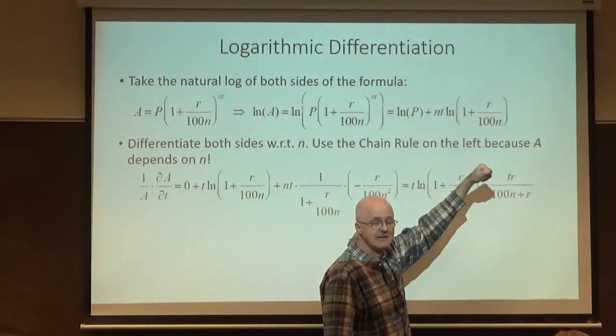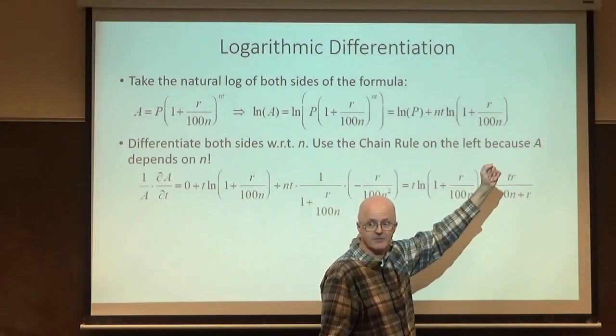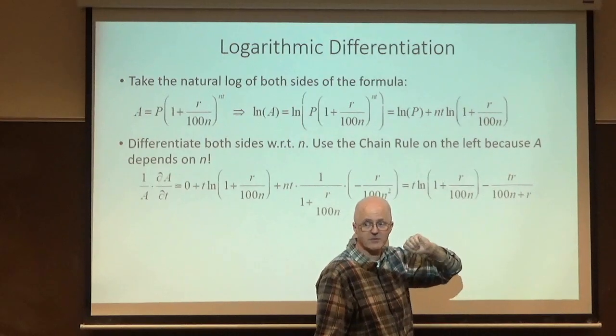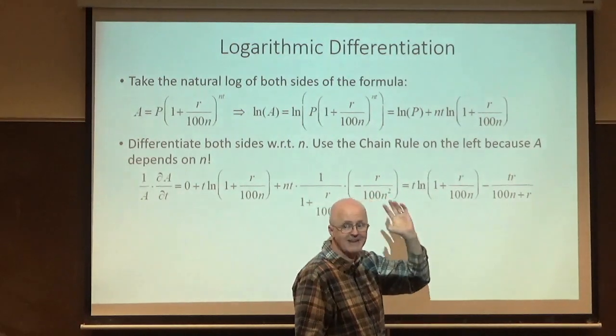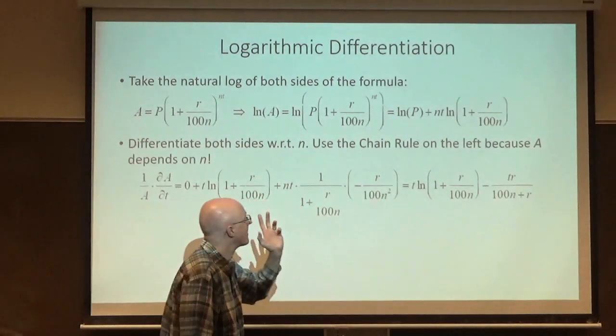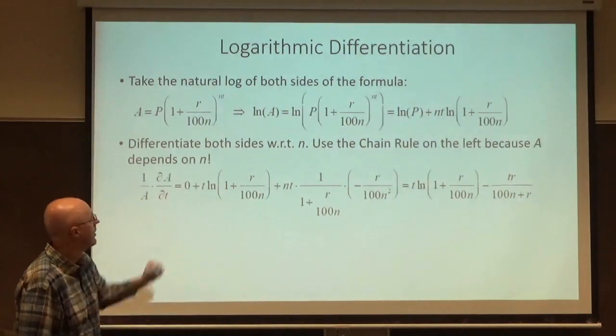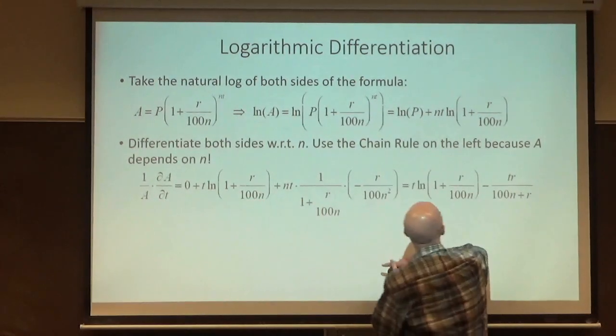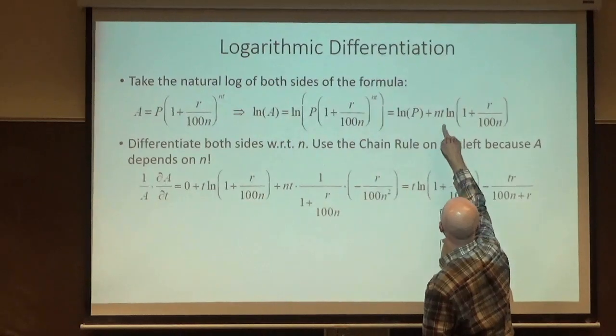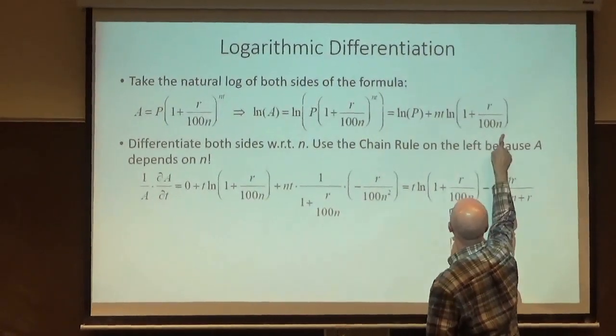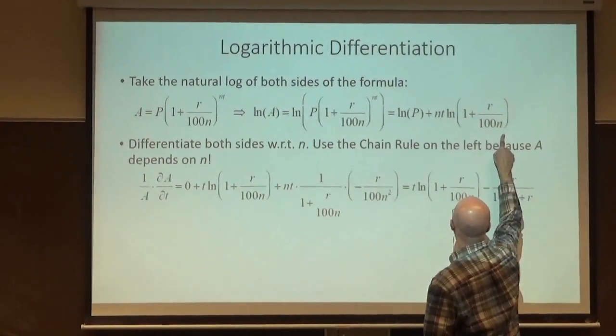P, r, t, and n are all independent variables. 4 independent variables. They don't depend on each other. So you just get a 0 there. Over here, we need the product rule. There's your left function, n times t. Here's your right function. Think of t and r as fixed. N is the variable.